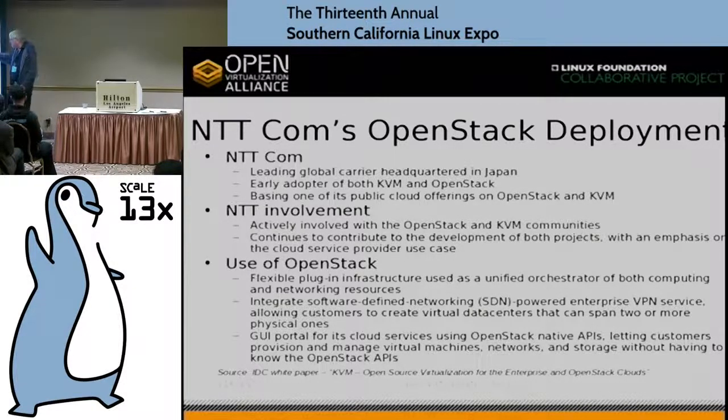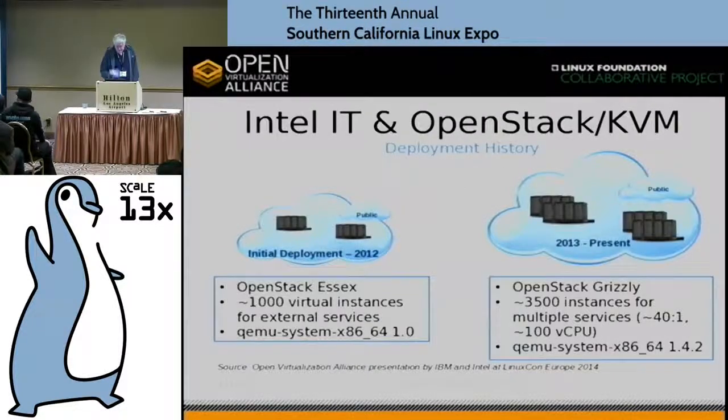They've gone for it because it's a flexible infrastructure. They can use it to unify what they're doing, it fits in well with the software-defined networking that's coming through, and it provides a good GUI portal. So, a big Japanese public cloud using OpenStack and KVM.